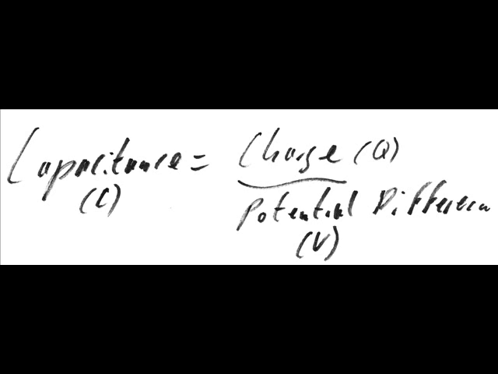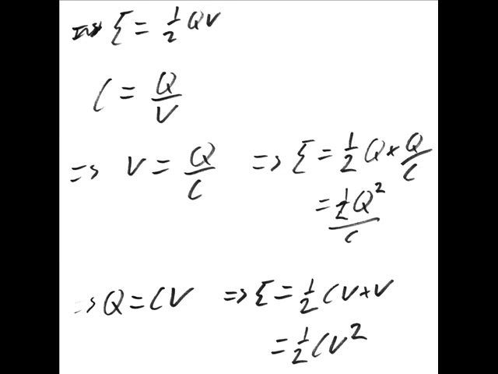Using our definitions of capacitance, C equals Q over V, from the previous podcast, we can derive two further equations for energy in a capacitor. If we rearrange C equals Q over V to become Q equals CV, charge equals capacitance times potential difference, then energy equals half QV becomes energy equals half CV squared. Rearranging so that C equals Q over V becomes V equals Q over C, then energy becomes equal to half Q squared divided by C.